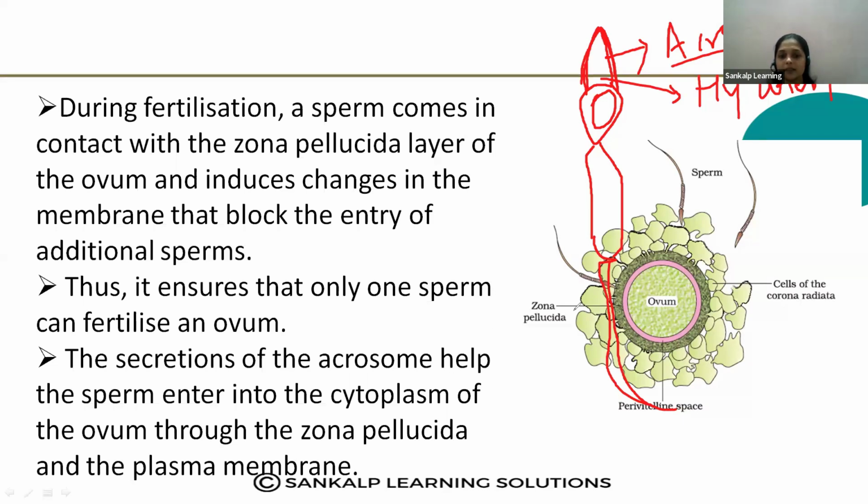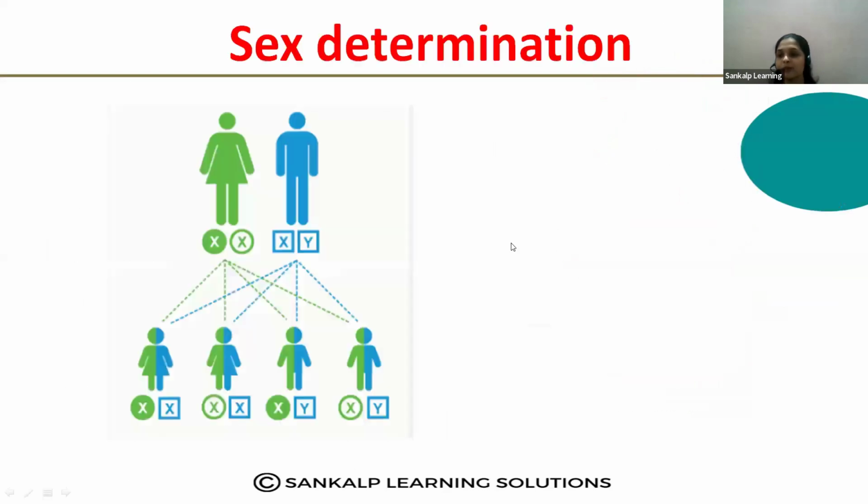After that, the sperm enters the ovum and fuses with the ovum and forms the zygote. Okay, so this is about fertilization. After fertilization, sex determination takes place. Sex determination is actually banned, but how it takes place, scientifically, we can study in this topic.